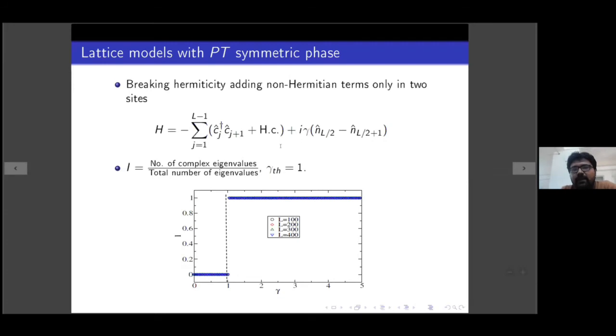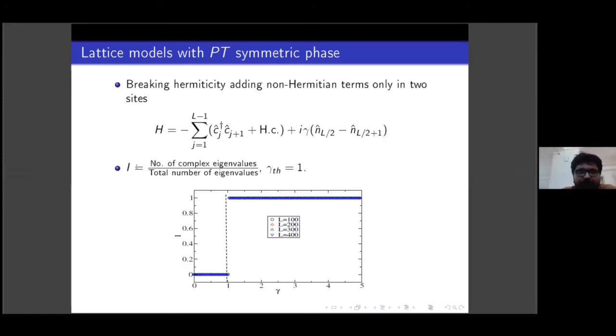Since it is not a 2 cross 2 matrix anymore, we do numerics to see whether there is any PT symmetric phase in the thermodynamic limit. What we plotted here is essentially the number of complex eigenvalues divided by the total number of eigenvalues. As I told you, in the PT symmetric phase all the eigenvalues should be real, so I expect this quantity to be 0 in the PT symmetric phase, whereas in the PT broken phase it will be non-zero.